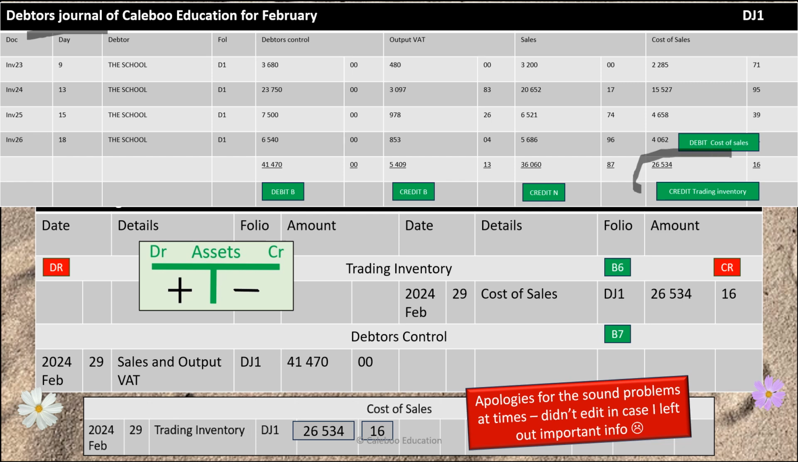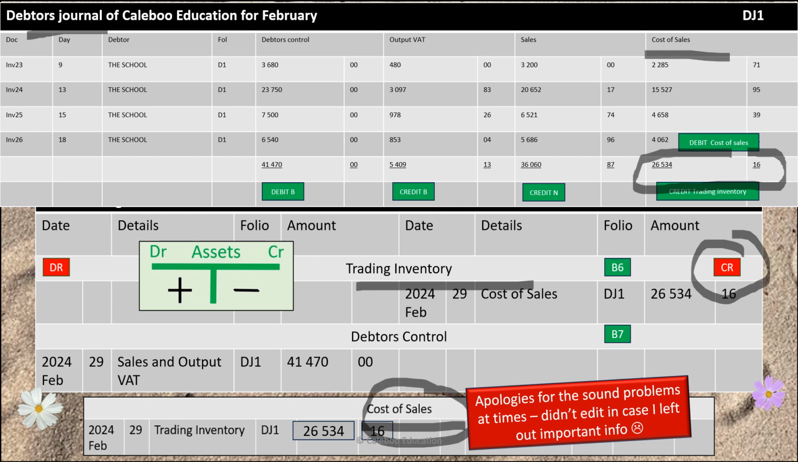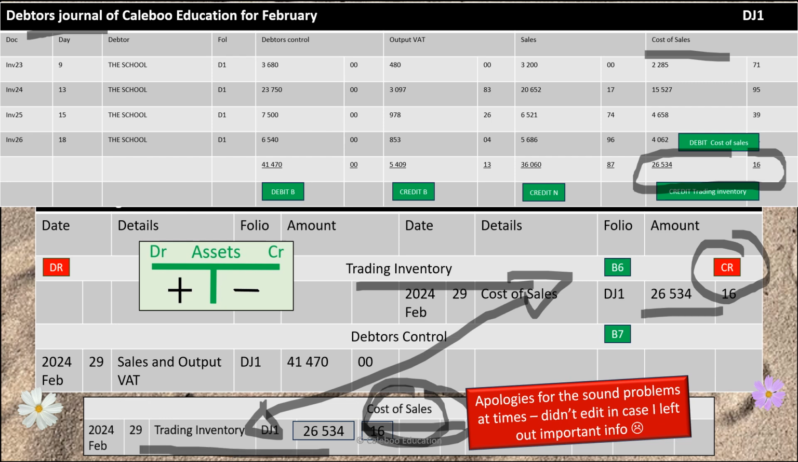That amount there in the cost of sales column, it goes to two accounts in the general ledger: trading inventory and cost of sales. Trading inventory is credited, decrease in assets. Cost of sales is debited, increase in expense. The two accounts are linked. They are contra accounts. Trading inventory was credited and cost of sales was debited. Watch that again and again if you need to.